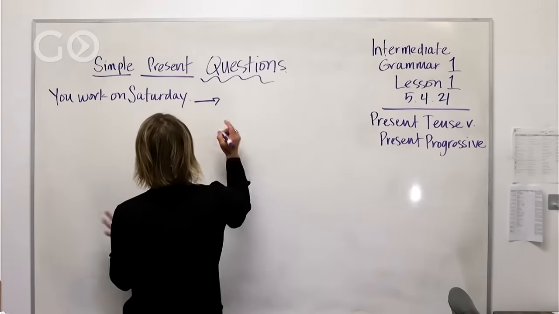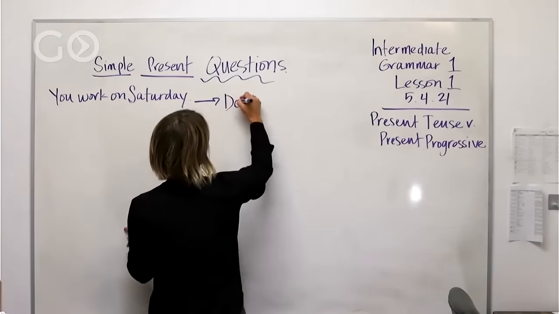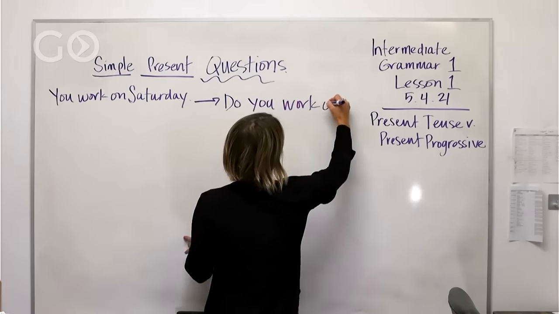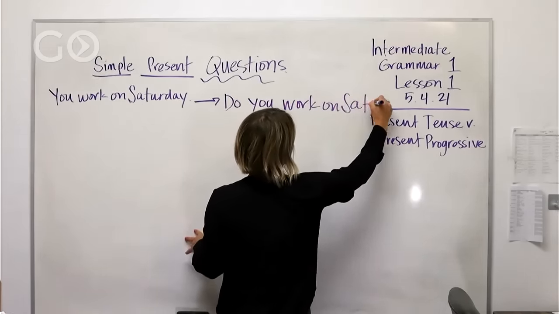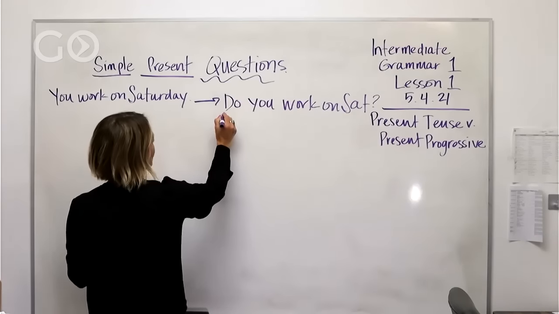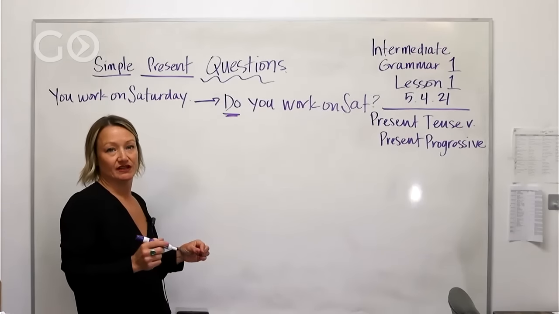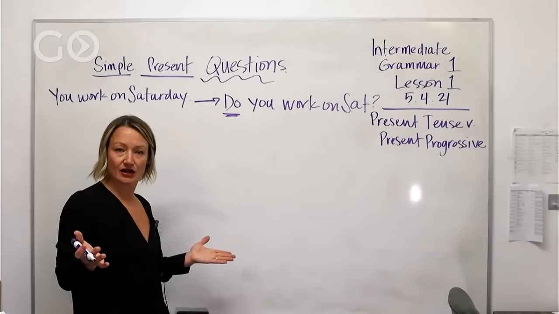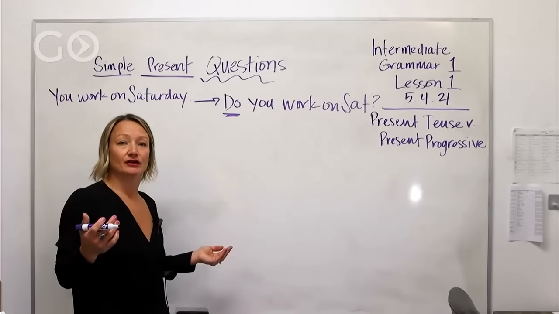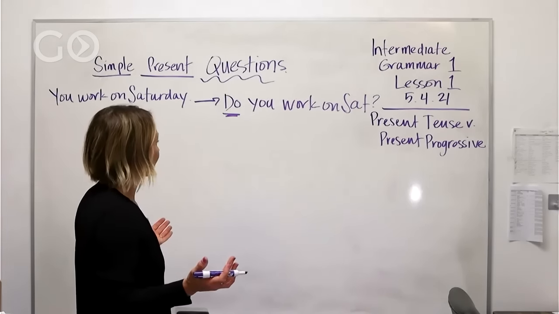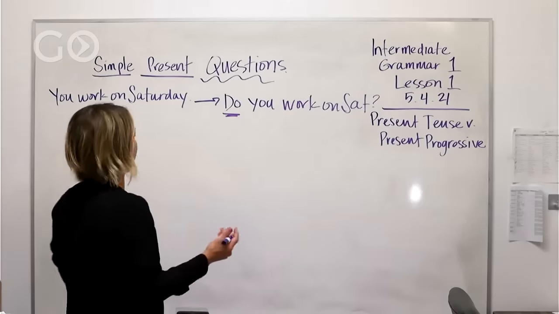Now, here's the formula. You've got: Do you work on Saturday? Question mark. So we're using this do again. We're using it in the question part of this. Do you work on Saturday? Do you work on Christmas? Do you work?